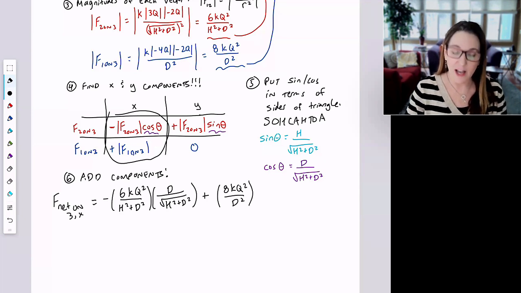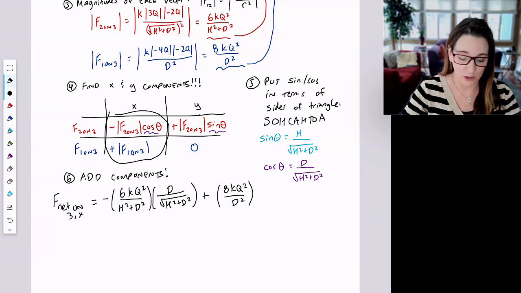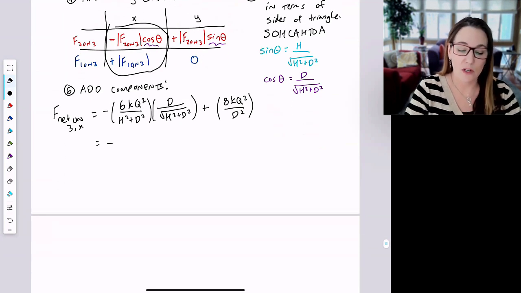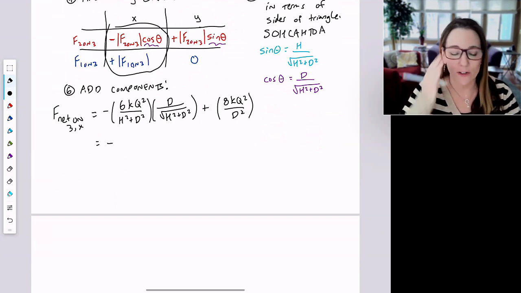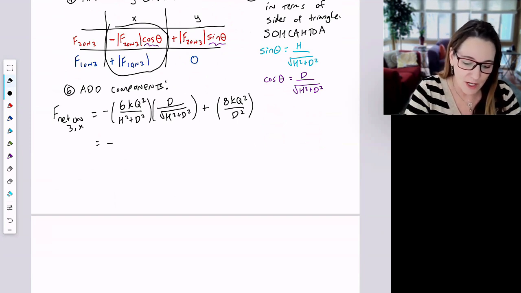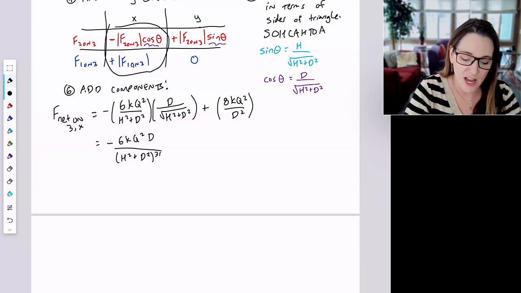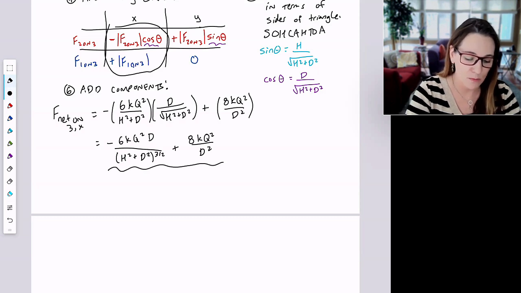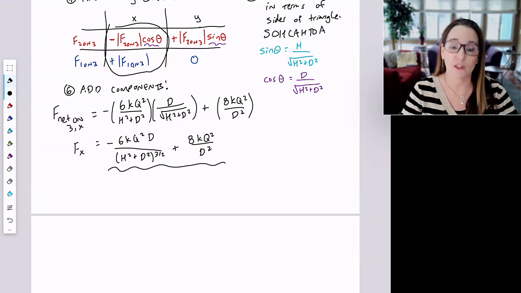This doesn't really simplify very much. That is just what our x component looks like. The only main simplification I can make is that the denominators of this first fraction could be written as minus 6k Q squared and then times d all over h squared plus d squared to the 3/2 power. So that's one simplification we can make, plus 8k capital Q squared over d squared. So that's going to be my x component. So that's my force in the x direction.